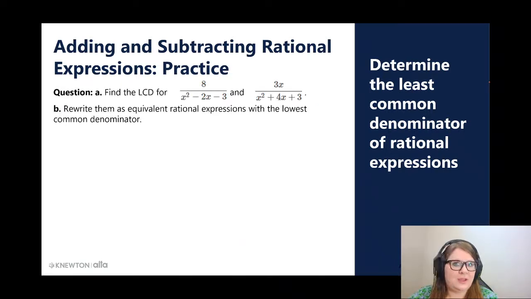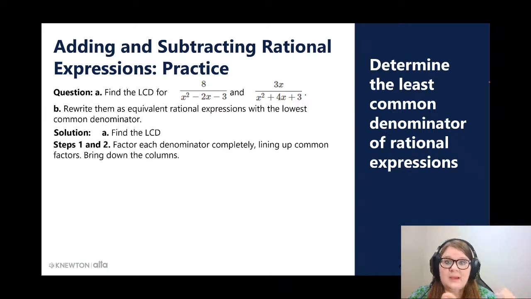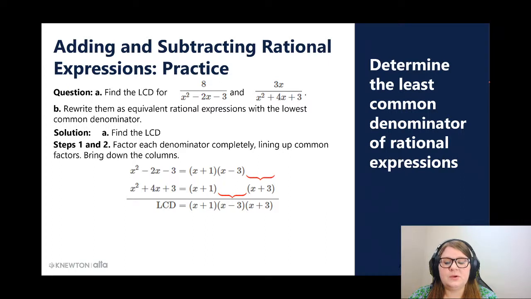So let's take a look at an example where we're just finding the lowest common denominator. 8 over x squared minus 2x minus 3 and 3x over x squared plus 4x plus 3 clearly have unlike denominators. So we're going to rewrite each denominator in factored form. x squared minus 2x minus 3 can be rewritten as x plus 1 times x minus 3. And x squared plus 4x plus 3 can be written as x plus 1 times x plus 3.